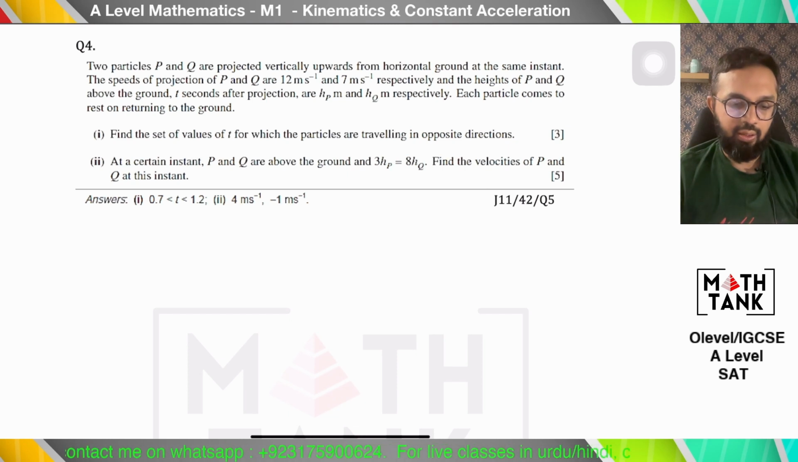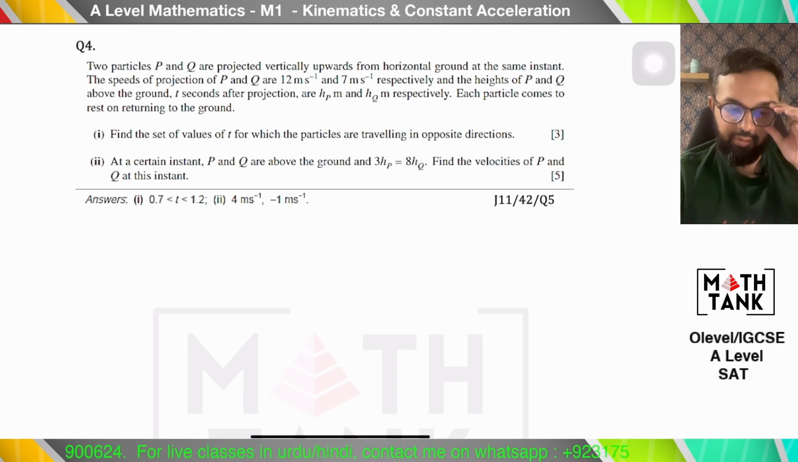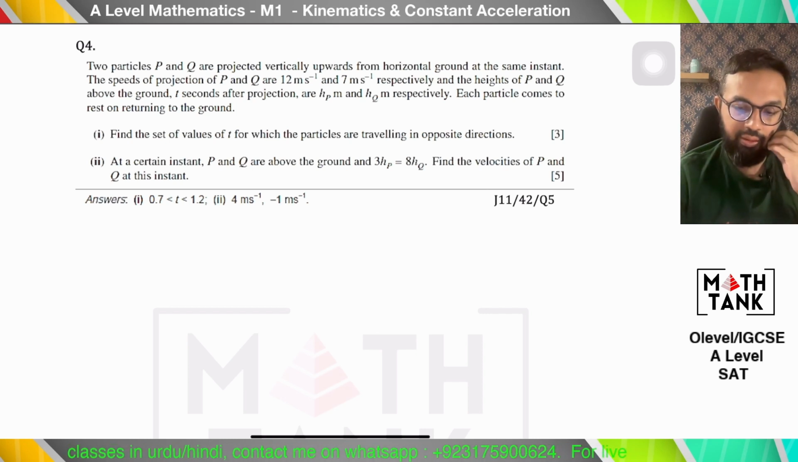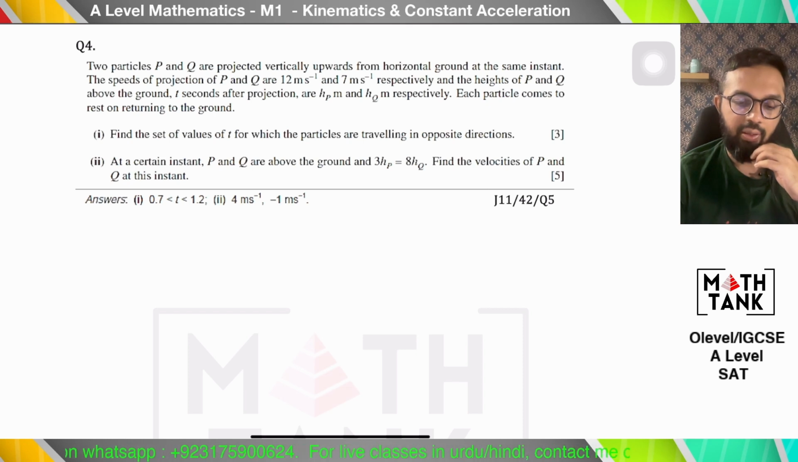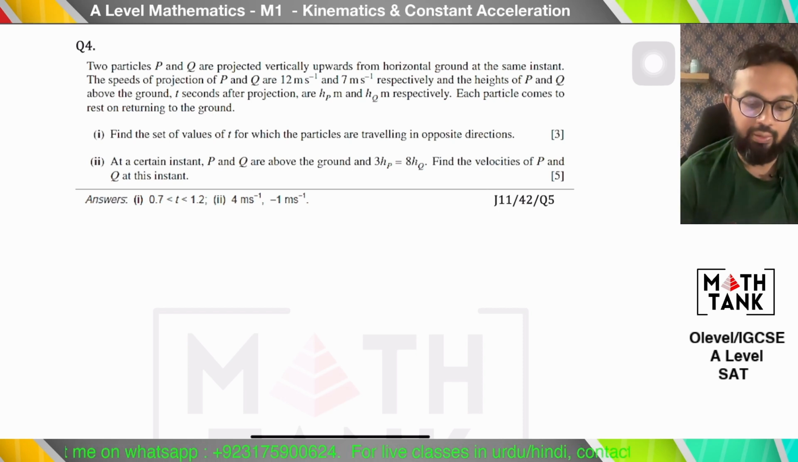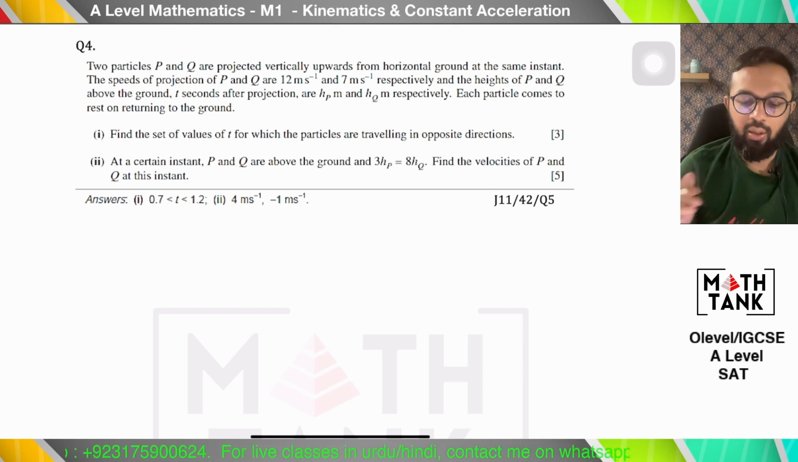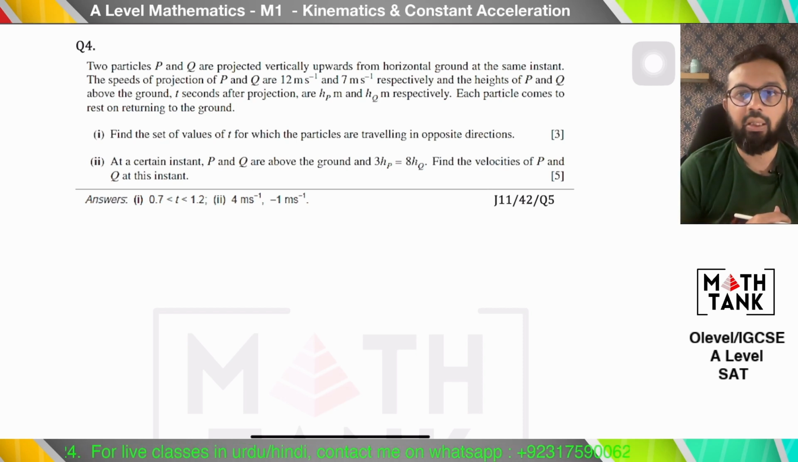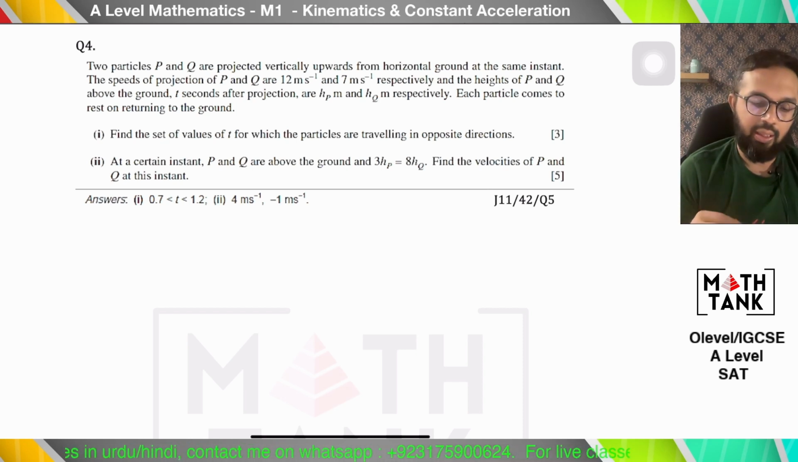Two particles P and Q are projected vertically upwards from horizontal ground at the same time. The speeds of projection of P and Q are 12 and 7, and the heights of P and Q above the ground, t seconds after projection, are HP m and HQ m respectively. Each particle comes to rest on returning to the ground. Find the set of values of t for which the particles are traveling in the opposite direction.